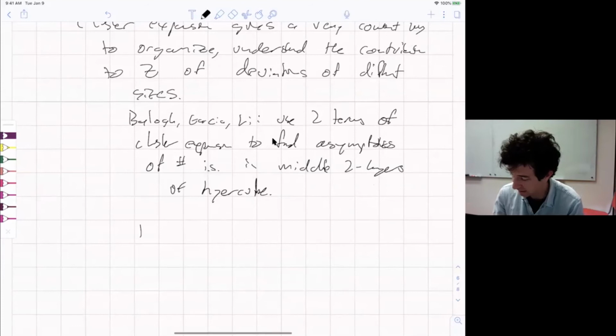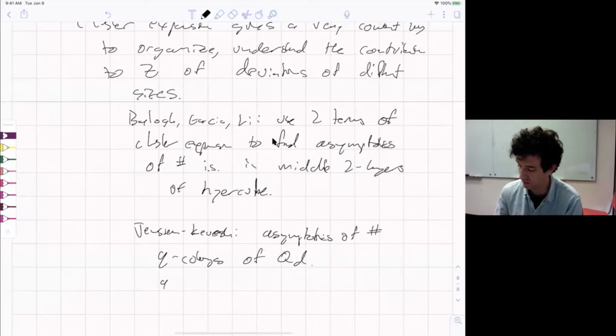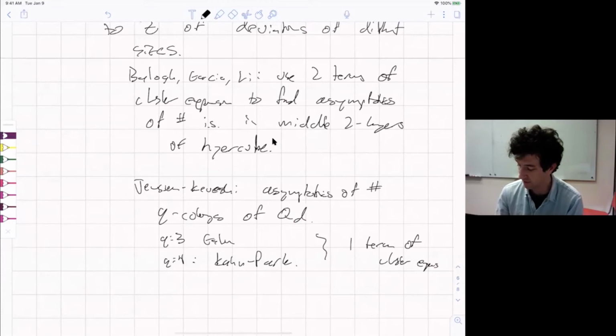Then Jenssen and Keevash recently proved, among other things, asymptotics of the number of Q-colorings of the hypercube. This was known for Q equals 3 by Galvin, and Q equals 4 by Kahn and Park. Q equals 3 and Q equals 4 in the cluster expansion framework just use 1 term of cluster expansion. But for Q at least 5, there are multiple terms needed.